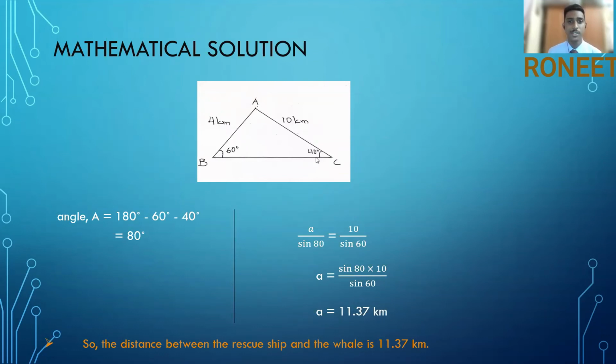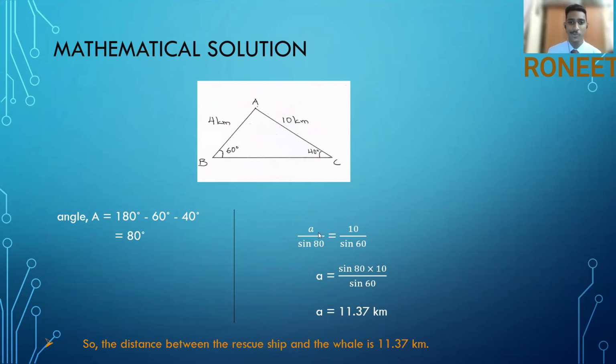As we all know, the total degree of a triangle is 180 degrees. Since we have angle B, which is 60 degrees, and angle C, which is 40 degrees, we can find out angle A, which you need for the sine rule. Angle A is equal to 180 degrees minus 60 degrees minus 40 degrees, which is equal to 80 degrees. So angle A is equal to 80 degrees.